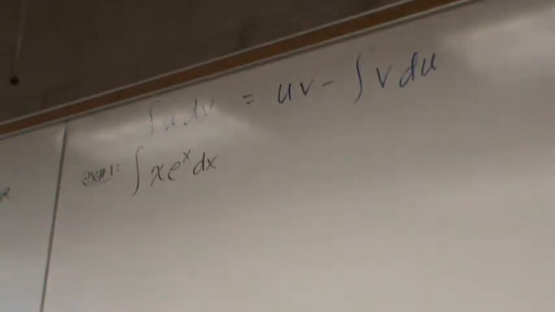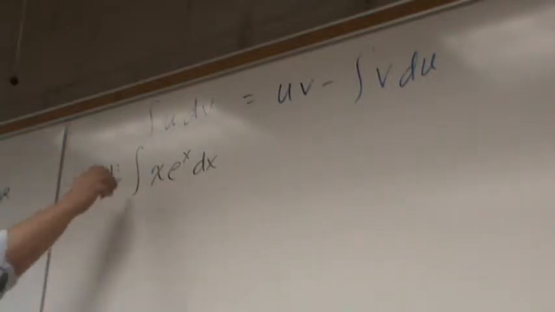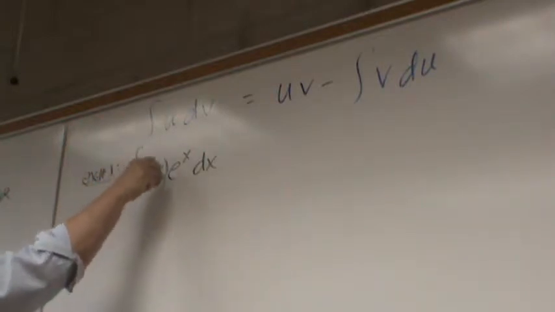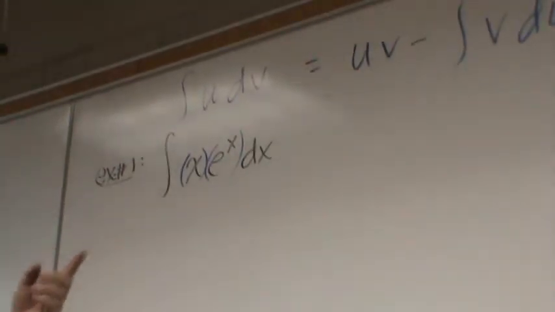Well, you've got two choices. Either your u is x or your u is e to the x. It's going to have to be one of those two guys, right? Because that's my f of x, g of x. So let's have a vote. Who here wants their u to be x? Okay, several of you. Why? Someone tell me, why would you want your u to be x?